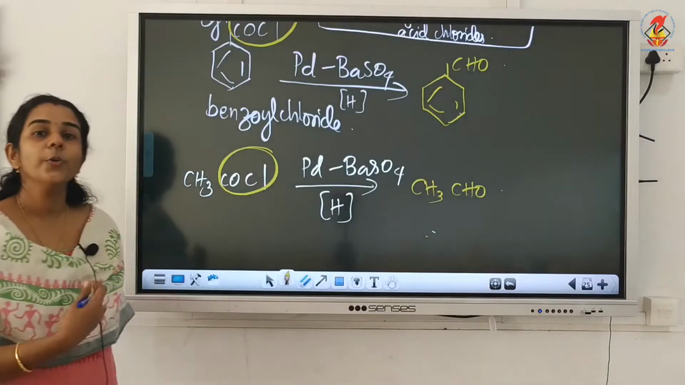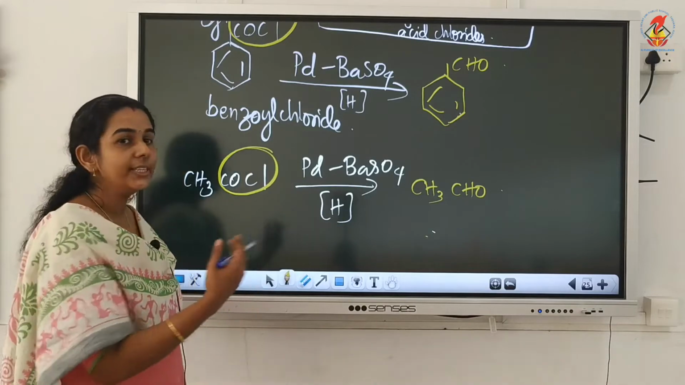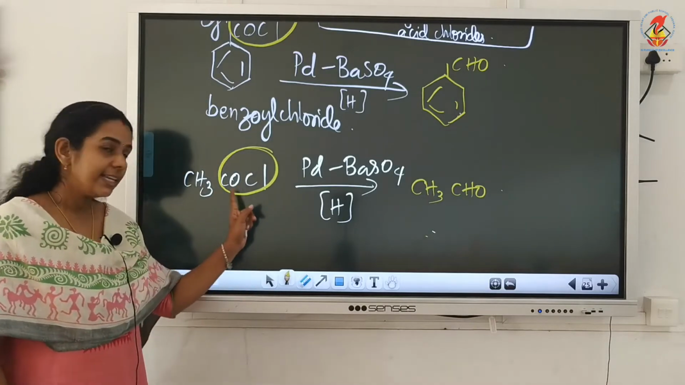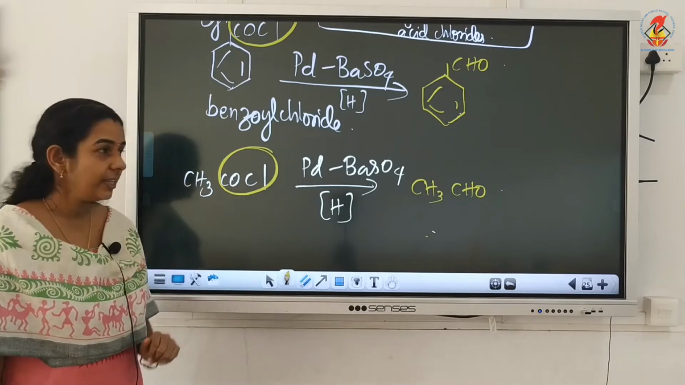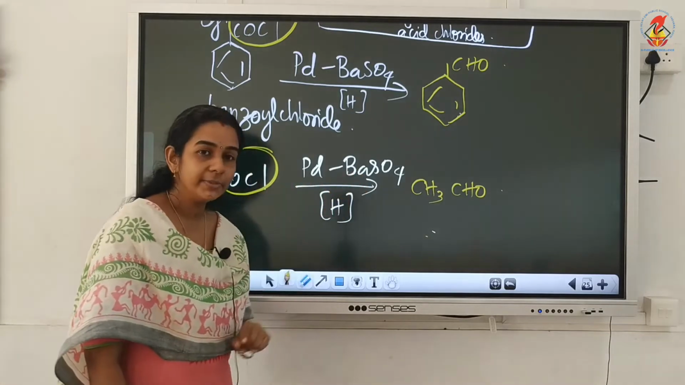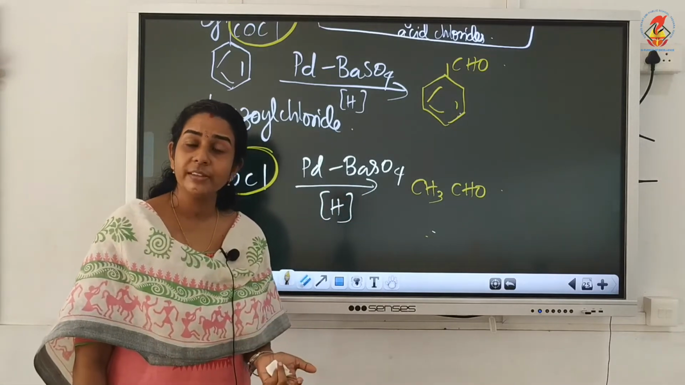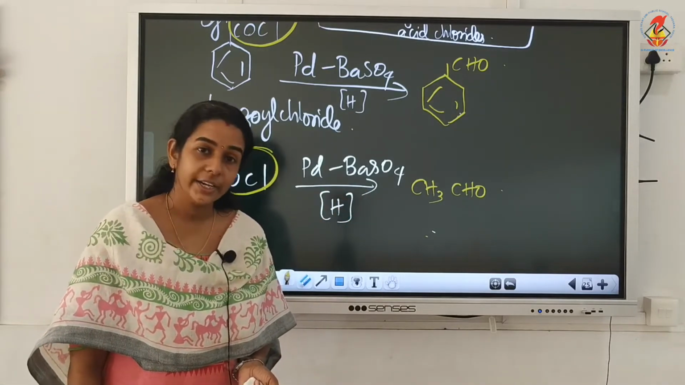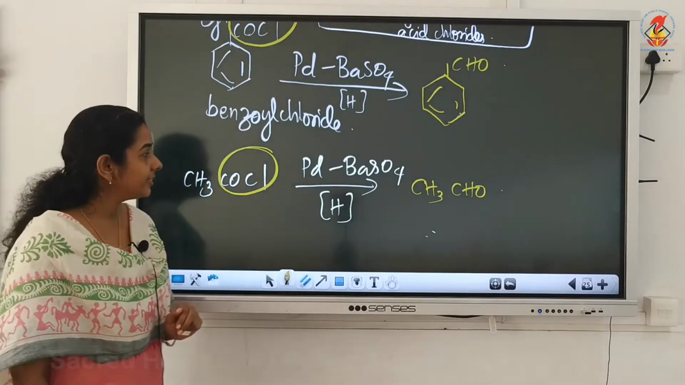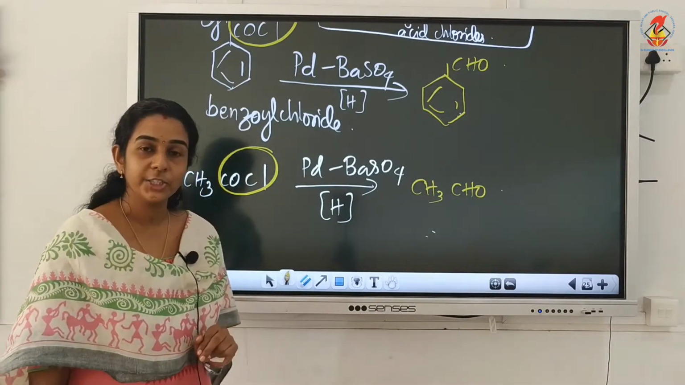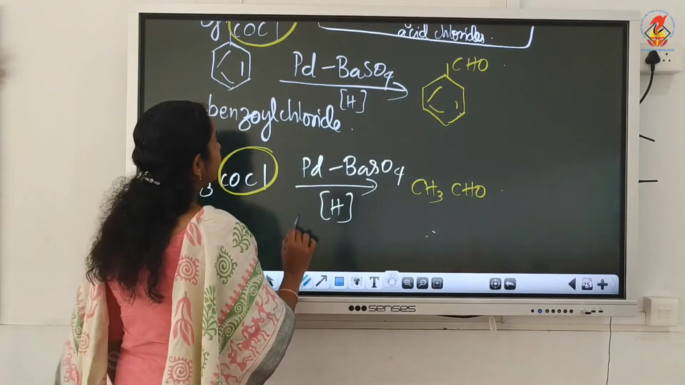Now, how can we define Rosenmund reduction or Rosenmund reaction? Very simple. Acid chlorides or acyl chlorides on reaction with palladium on barium sulfate give aldehyde. Now, we know that the reduction is also known as hydrogenation. So, this is the hydrogenation of acid chlorides or acyl chlorides to aldehydes.